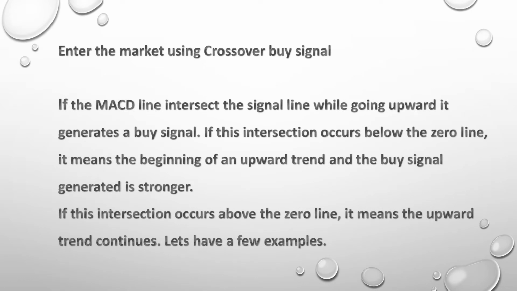Enter the market using crossover buy signal. If the MACD line intersects the signal line while going upward, it generates a buy signal. If this intersection occurs below the zero line, it means the beginning of an upward trend and the buy signal generated is stronger. If this intersection occurs above the zero line, it means the upward trend continues. Let's have a few examples.